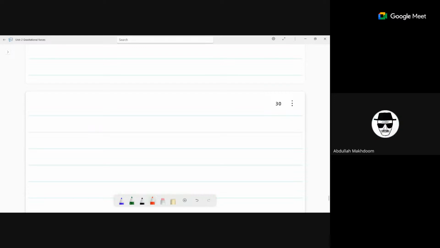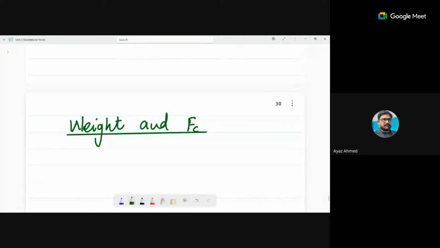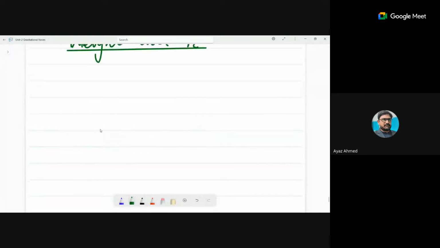I don't think you discussed it, but sir, I think weightlessness is when the resultant force is zero. I taught you that in AS, perhaps. Yes, sir. Here there is a slightly different concept. Simply speaking, how are weight and Fg related?